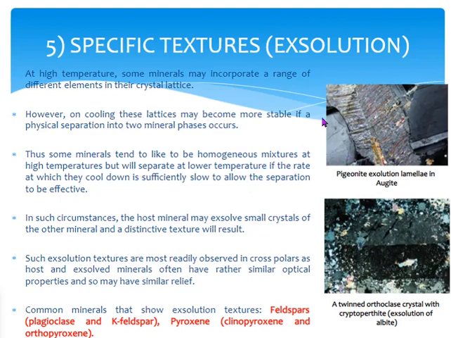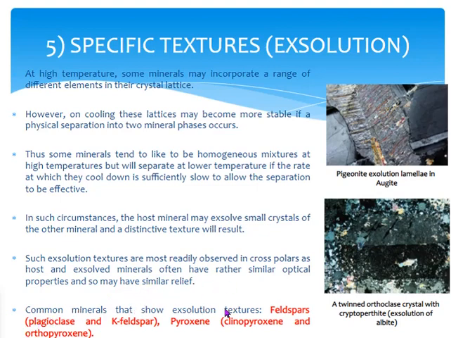This is the example of a pyroxene mineral which shows exsolution lamellae in augite. In such circumstances, the host mineral may exsolve small crystals of the other mineral and a distinctive texture will result. Such exsolution textures are most readily observed in cross polars, as host and exsolved mineral often have rather similar optical properties and so may have similar relief.